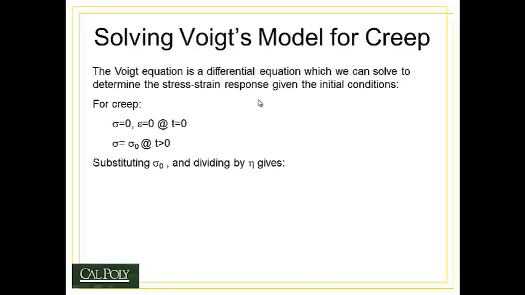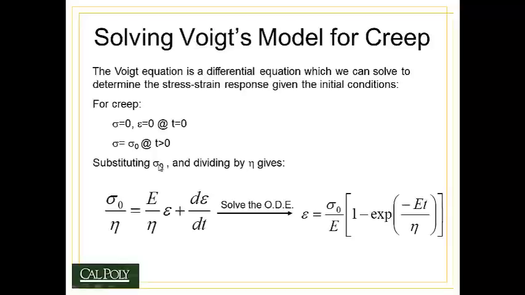Now to solve for Voigt's model for creep, we have to use ordinary differential equations. We're going to assume for creep that at time 0 the stress and strain are equal to 0, and at times greater than 0 the stress is equal to a constant stress sigma naught. So we can substitute in sigma naught, and dividing by eta gives us the following equation. Sigma naught over eta, the viscosity, equals the elastic modulus divided by the viscosity times strain plus the strain rate.